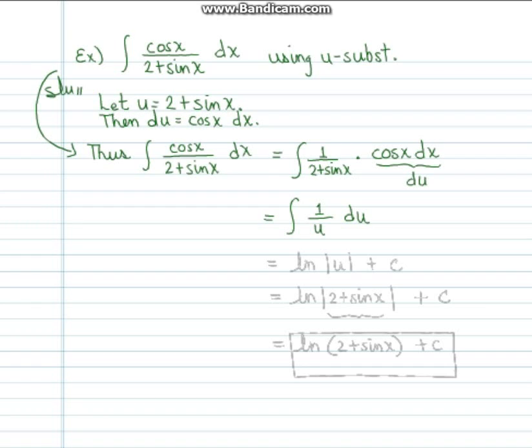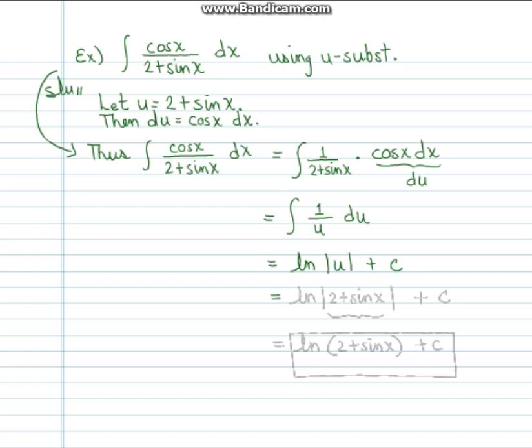And here we don't even have to worry about any limits of integration. This is an indefinite integral. So we're ready to go ahead and evaluate this. The integral of 1 over u du is equal to the natural log of the absolute value of u. And we have to use plus c, our constant of integration, since we have no limits in this particular problem.